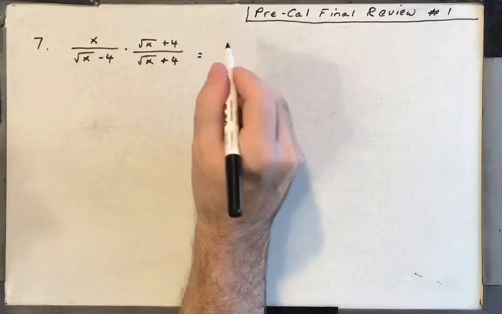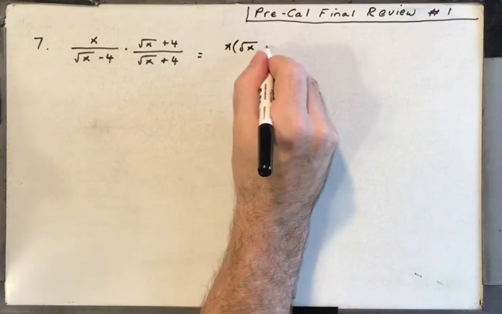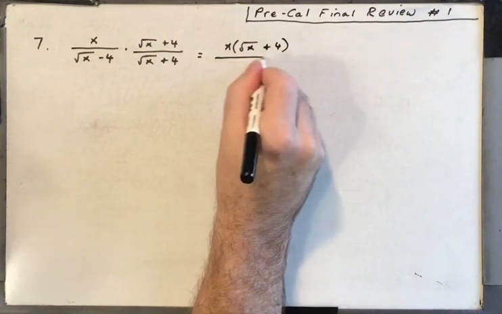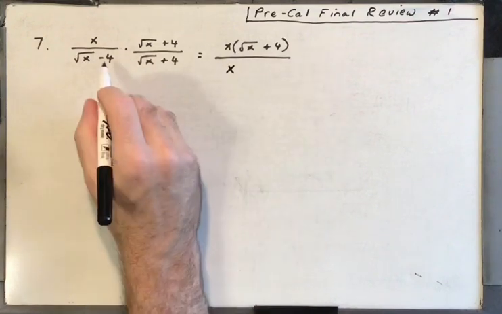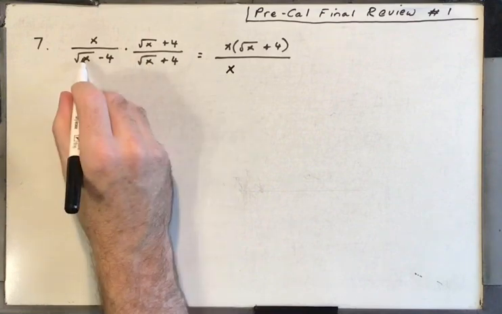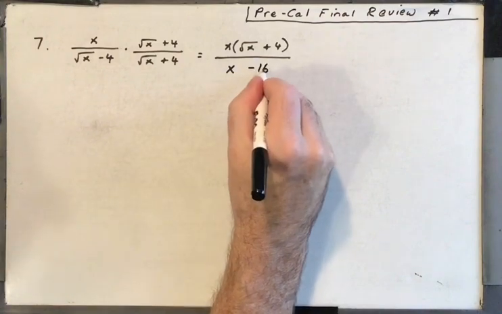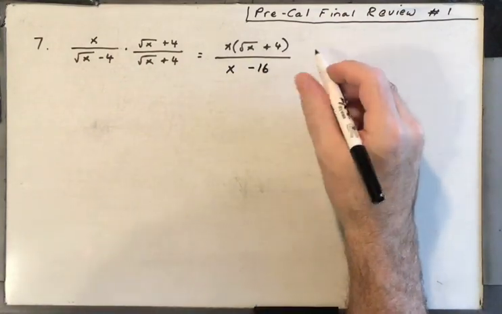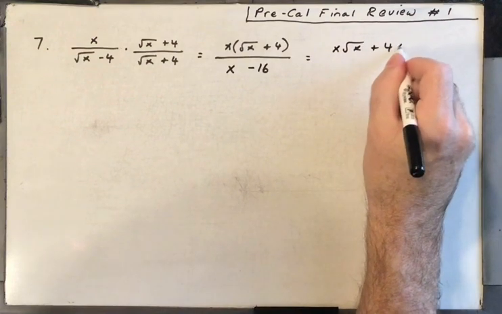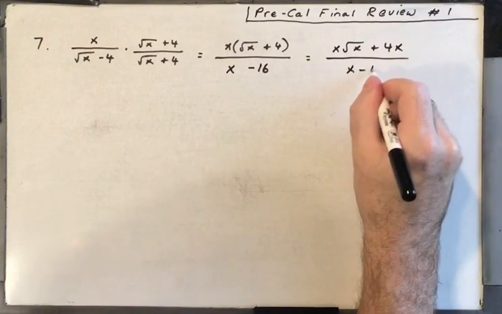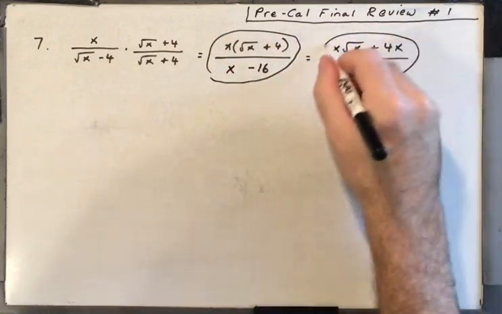That's just a really fancy version of 1. So that's totally legal. So we would have x times the square root of x plus 4. And then we're going to FOIL the bottom out. Root x times root x is just x. Negative 4 times root x plus positive 4 times root x. Those terms go away, and then you have minus 16. That's fine with me. You can circle that and leave it like that. If you want to do x root x plus 4x over x minus 16, that's also fine. Either way is fine.